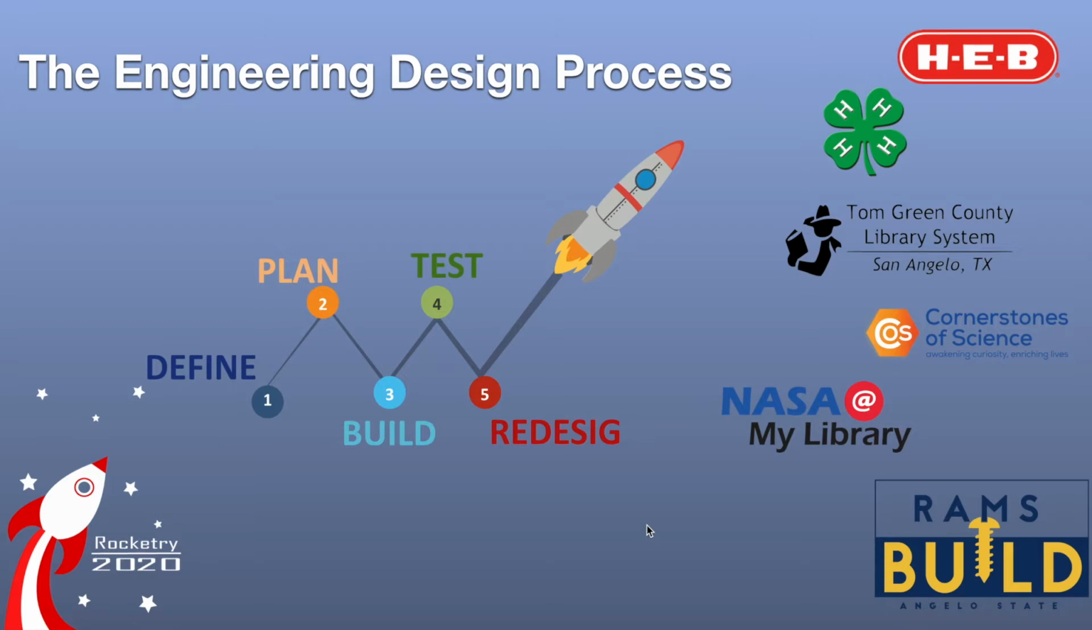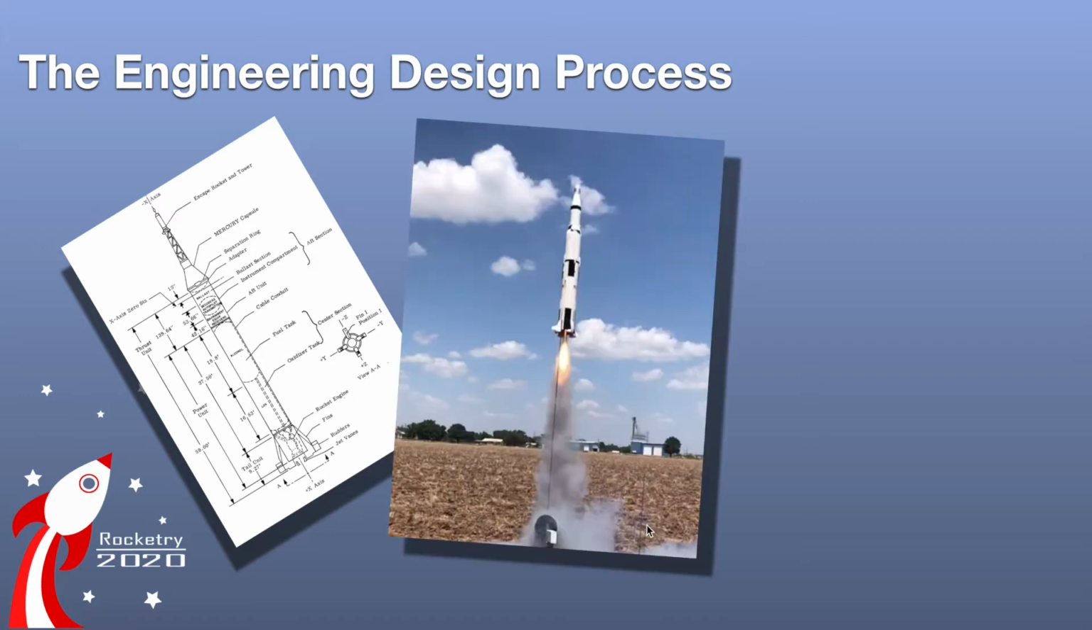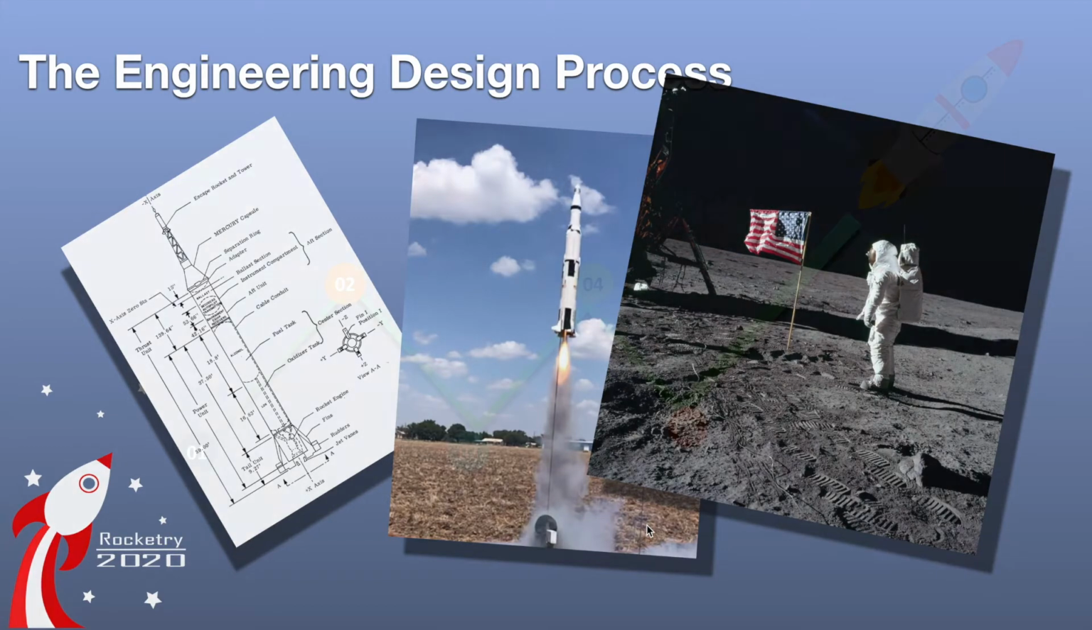One of the most important processes when we are building things is the engineering design process, which is a series of steps engineers follow when they are trying to solve a problem. Imagine all the steps engineers had to follow when they decided to send a man to the moon. There was a lot of planning, a lot of testing before they reached that goal.